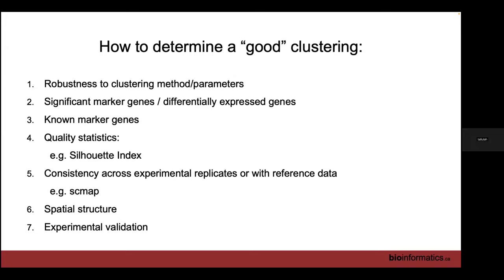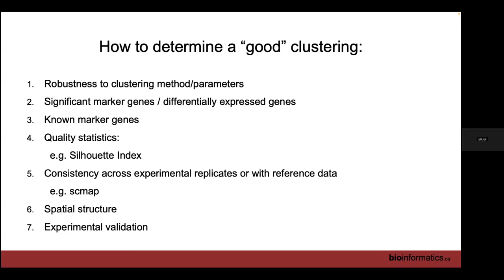All right, so the first one is you could look at the robustness of the clustering. You could change your resolution, change your K, and if you still get the same clusters, that's probably a good set of clusters. You could look at the number of differentially expressed genes or marker genes between your different clusters. If every cluster has a large number of marker genes that are very clearly unique to that cluster, those are pretty good clusters.